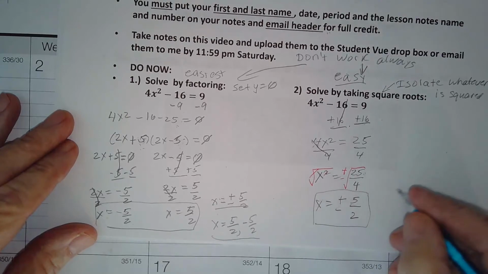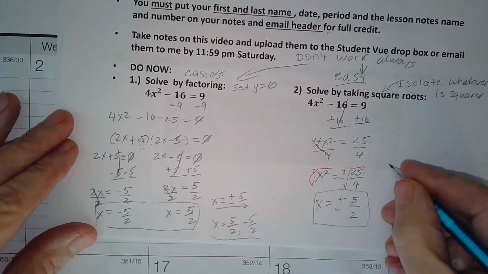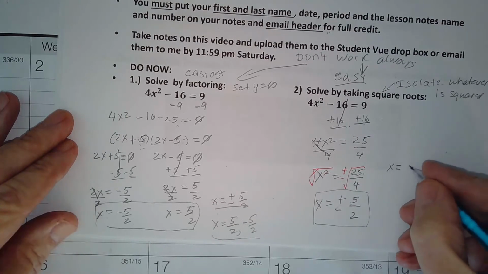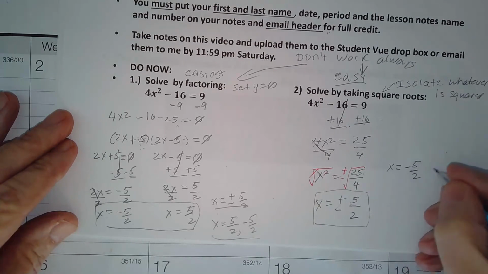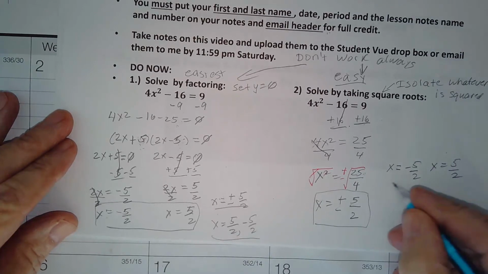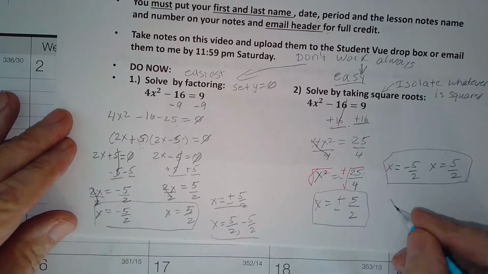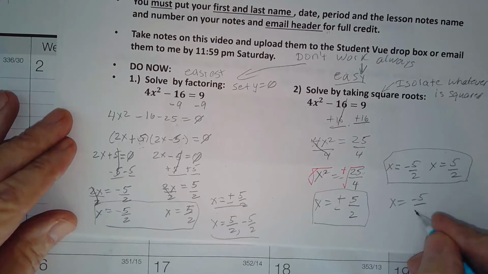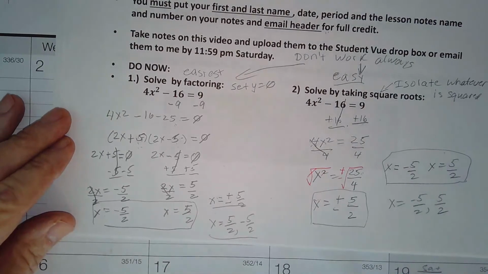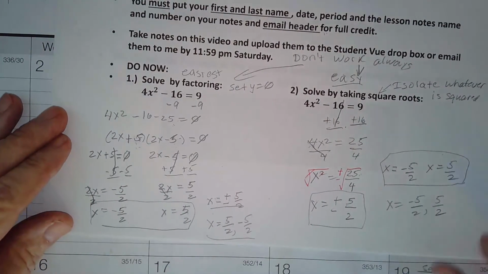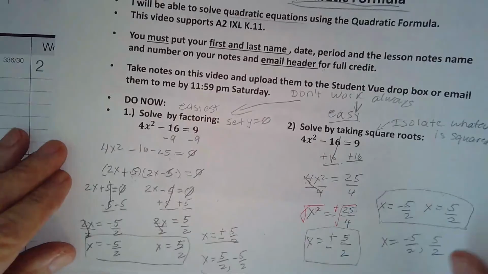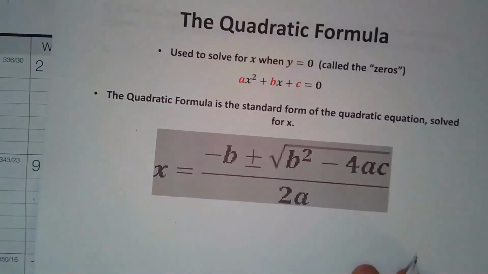And again, you could use this, or you could use x equals negative 5 halves, and x equals positive 5 halves, or you could do x equals negative 5 halves, comma, positive 5 halves. Okay? Same answers, same results. Okay? All right, let's move on.